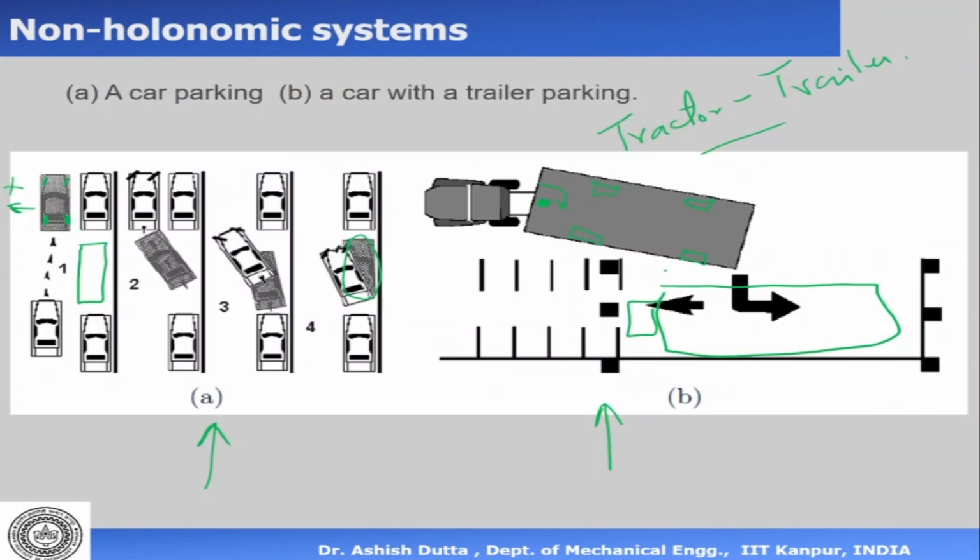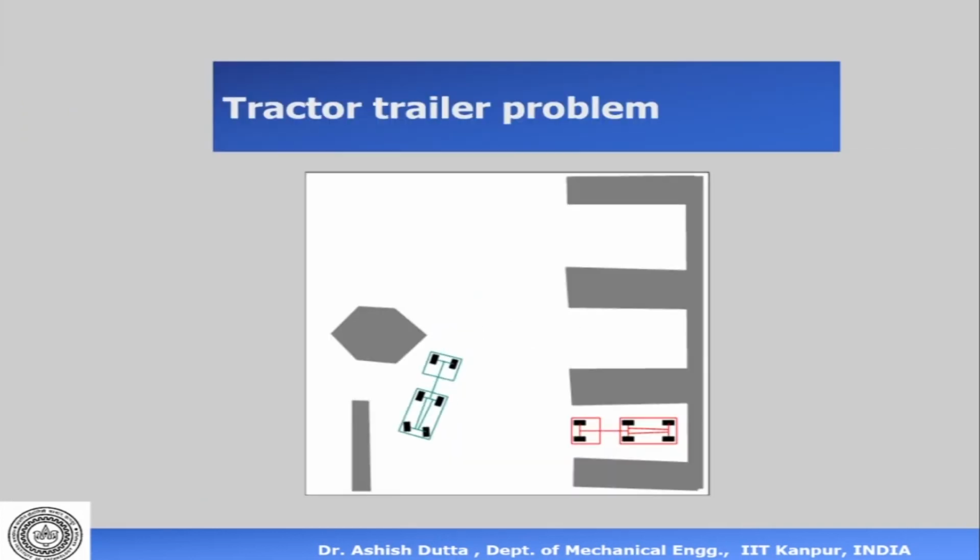Because the program needs to figure out what are the various motions that have to be executed in order for the car to go and park sideways, or for this tractor to go and park there. This is a non-holonomic system, or we call it motion planning with kinematic constraints. We'll come to this towards the end of the course. This is a very interesting problem here.